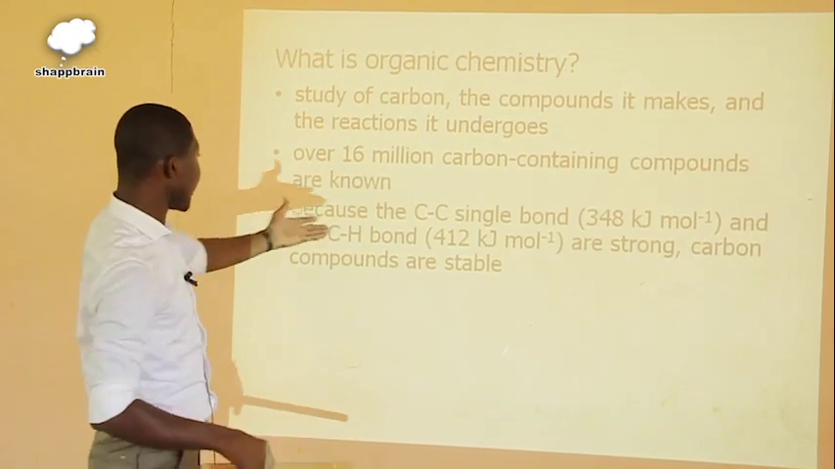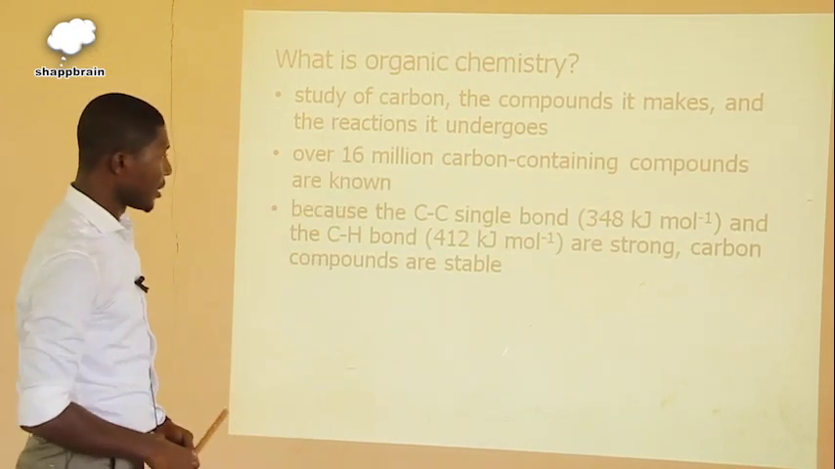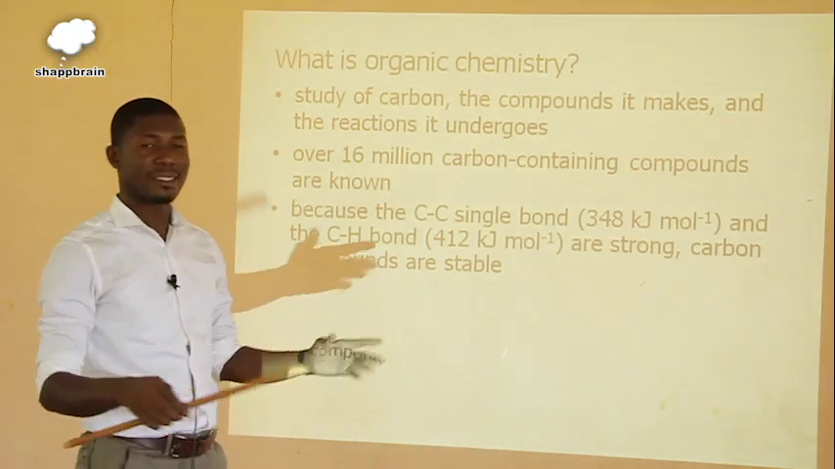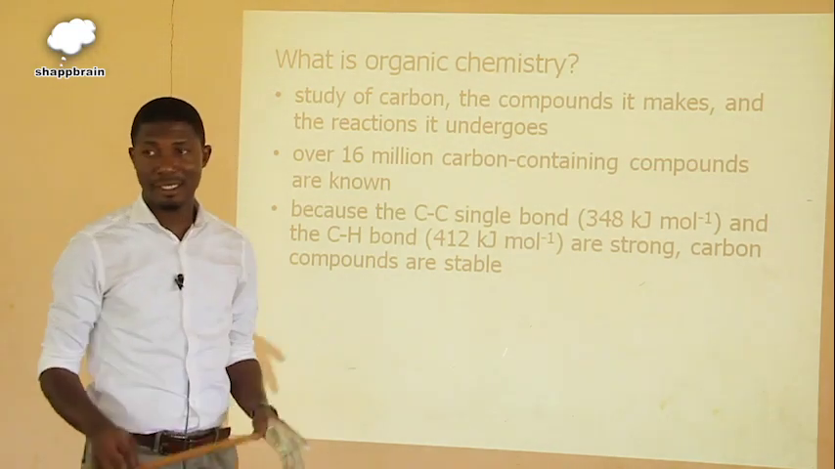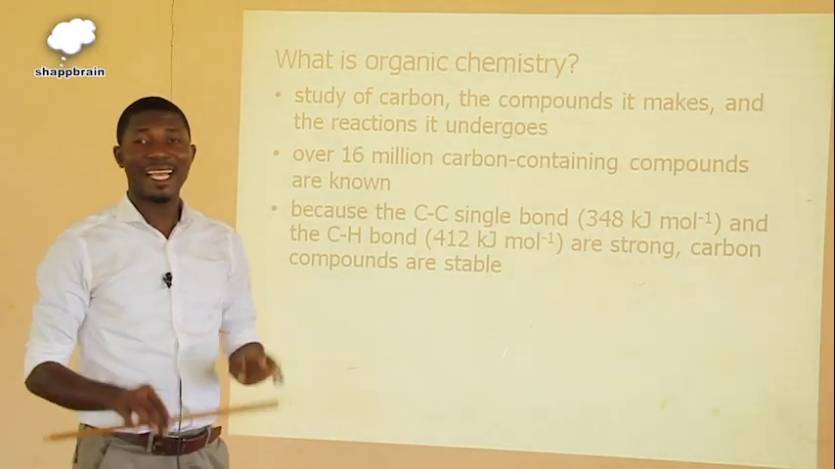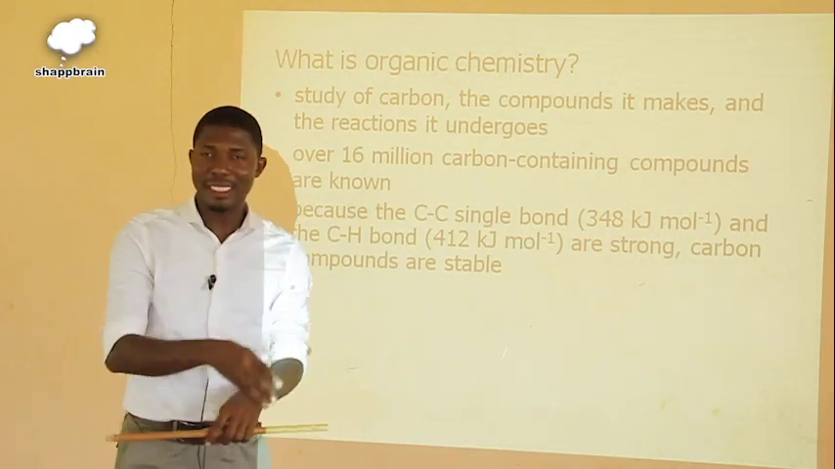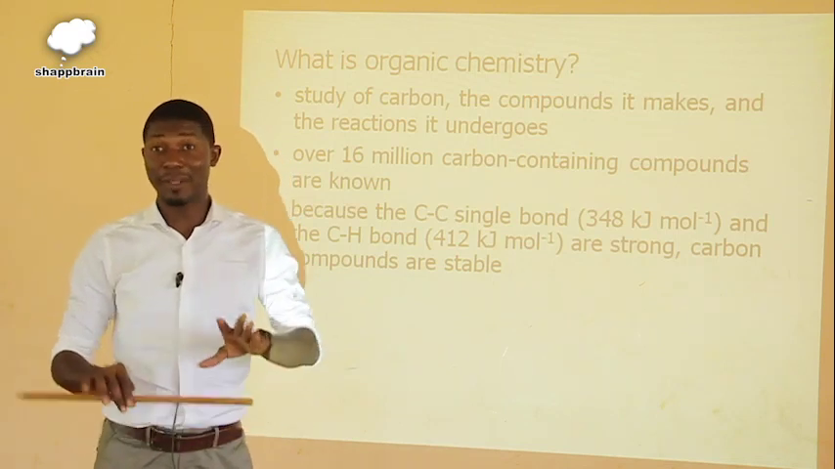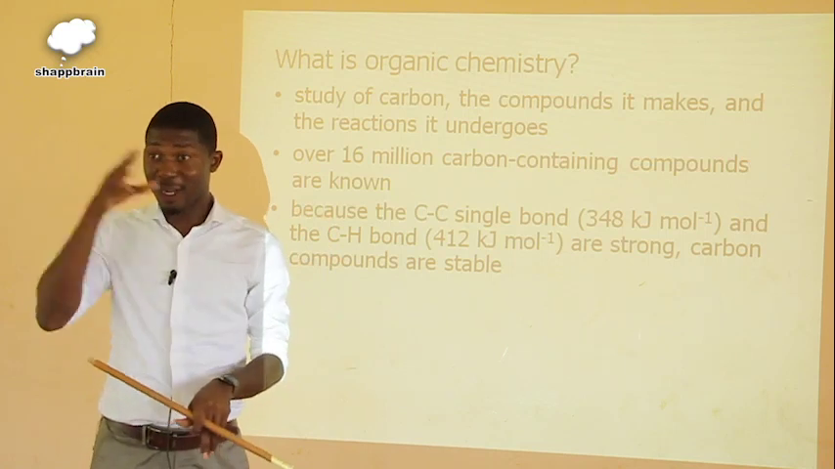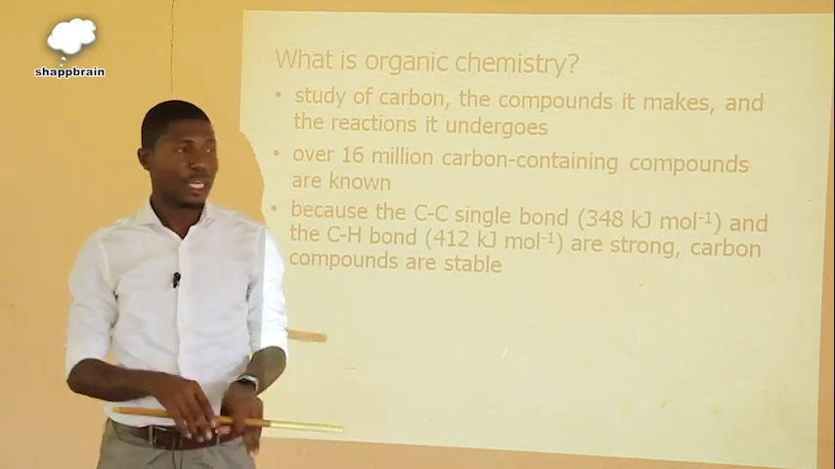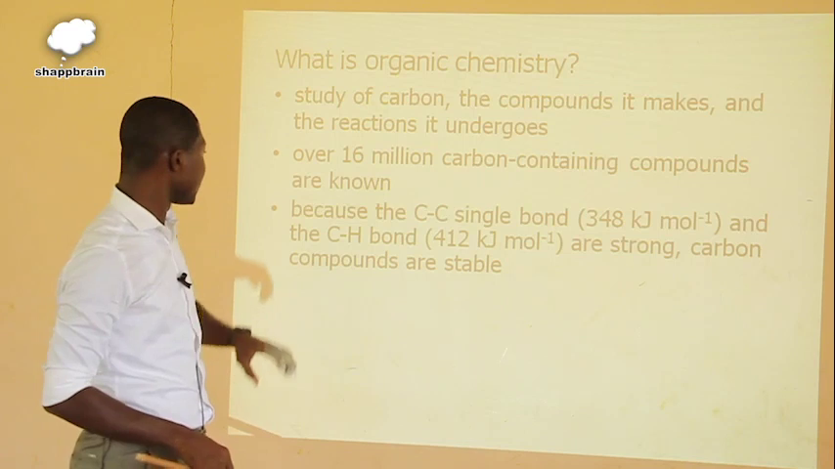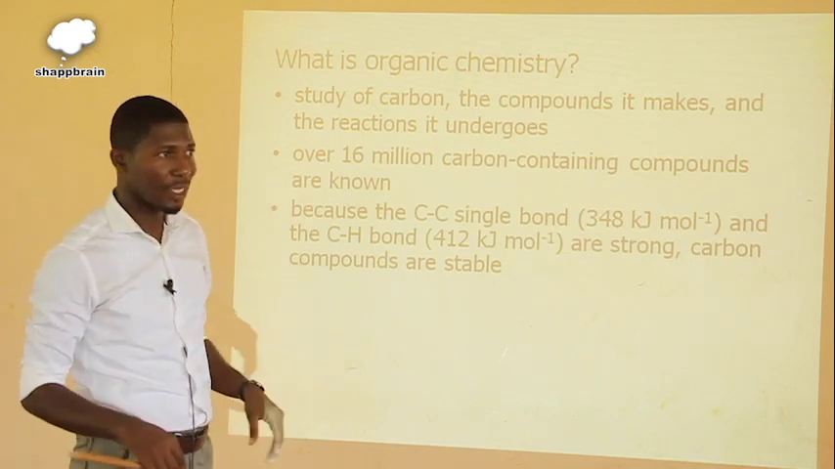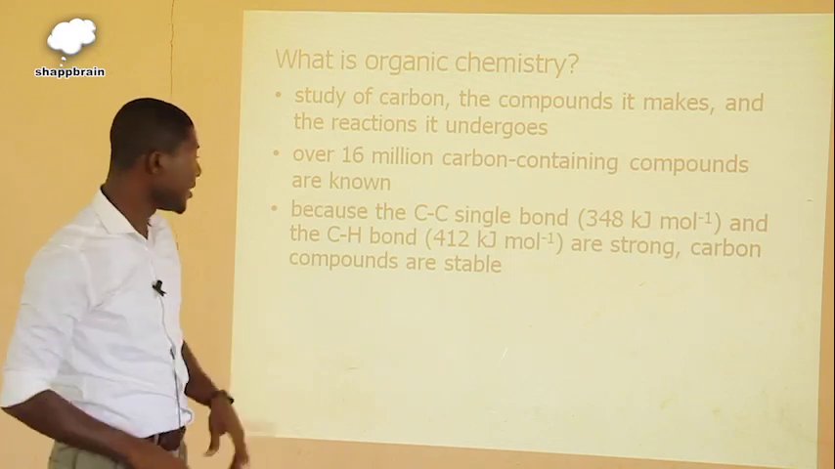Then, because the carbon-carbon single bonds and the carbon-hydrogen bonds are strong, carbon compounds are stable. They are stable. The essence of bond formation is to bring about stability. And so in most covalent bonds, particularly the covalent bonds, are formed for stability. And so if covalent bonds are formed in carbon-carbon compounds or carbon-related compounds, then of course the main aim is to achieve stability.